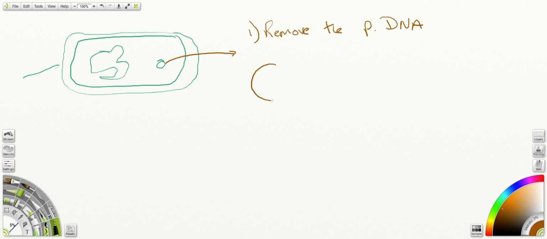DNA. So if this is my plasmid DNA, I'm going to use cutting enzymes. I'm going to use cutting enzymes to cut the plasmid DNA. So that's number 2. So there's my cutting line. I cut the plasmid DNA, pDNA, using cutting enzymes.